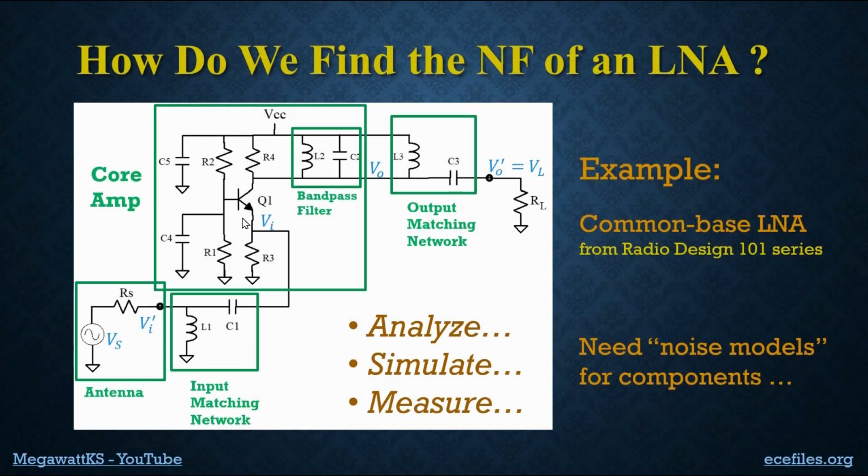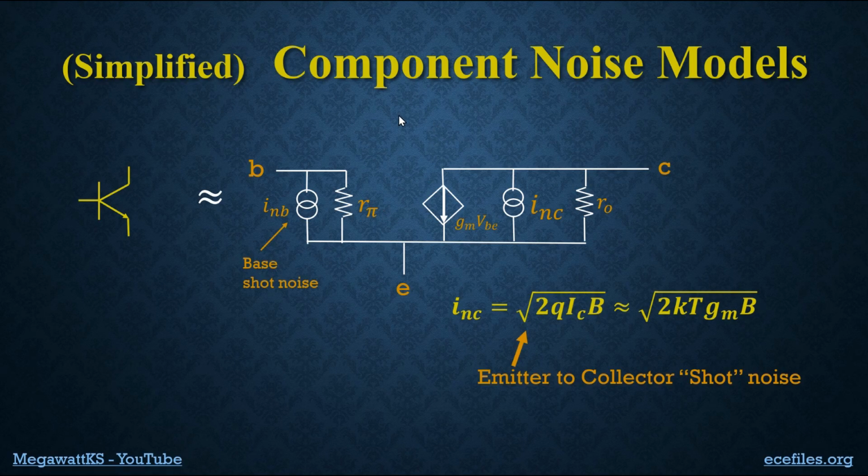Now, the next thing in line is Q1, our transistor. It's a bipolar junction transistor. And here is a simplified but useful noise model for that BJT. The principal noise is generated when the electrons leave the emitter and go into the collector. And that noise is a so-called shot noise. You can Google that if you want, but here's the formula for it. And the noise model includes a noise source that's connected between the emitter and the collector as shown here. I-noise collector is what I labeled it.